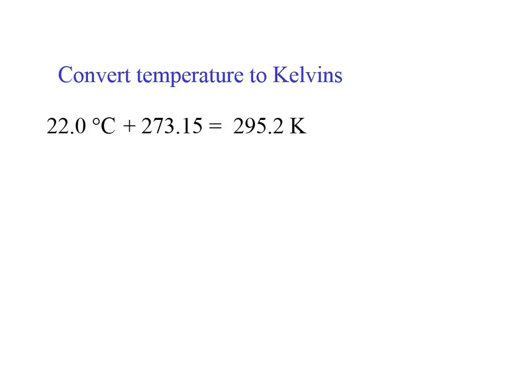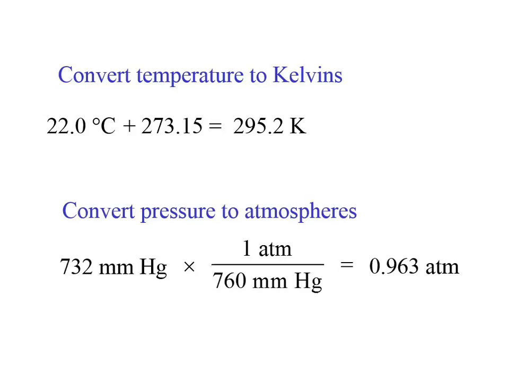We're getting close to getting ready to plug and chug. And last but not least, in this case, not always, I had to get from millimeters of mercury to atmospheres to use the ideal gas law constant that I want to be using. So I take my 732 millimeters of mercury times 1 atmosphere over 760 millimeters of mercury. So I got 0.963 atmospheres.